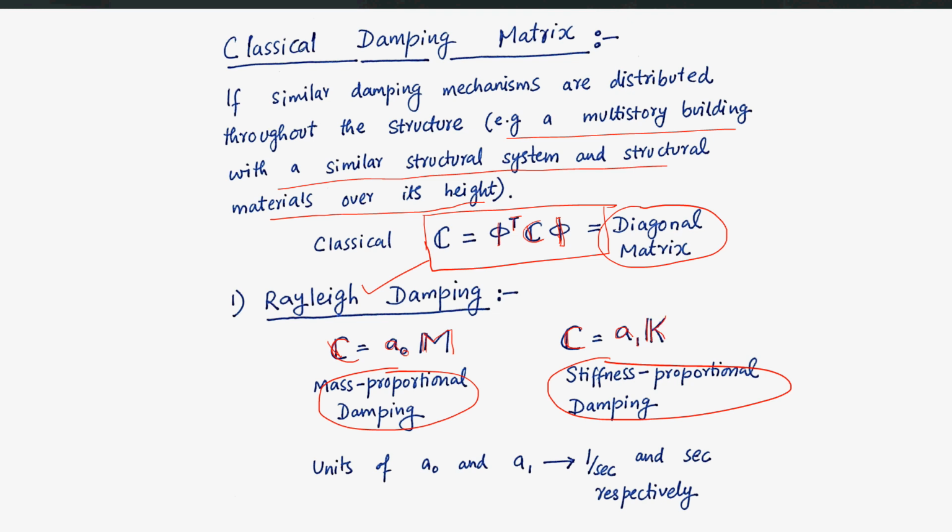And since the mass and K matrices are, due to modal orthogonality, phi transpose multiplied by the mass matrix multiplied by phi is a diagonal matrix, and the same is true for the K matrix also. Phi transpose K into phi is also a diagonal matrix. So these two are examples of classical damping matrices: mass proportional damping and stiffness proportional damping. The unit of this constant A sub 0 is 1 over second, and the unit of A sub 1 is second.